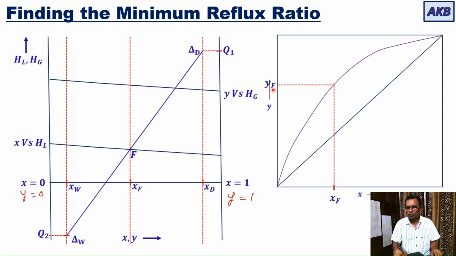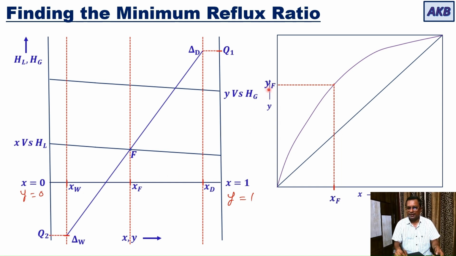So this YF is in equilibrium with XF, and on the enthalpy concentration diagram, XF and YF will be connected by a tie line, and this tie line is passing through the point F. And then we are going to extend that tie line so that it meets the vertical line through XD and the vertical line through XW. And then you will be able to locate delta Dm and delta Wm.